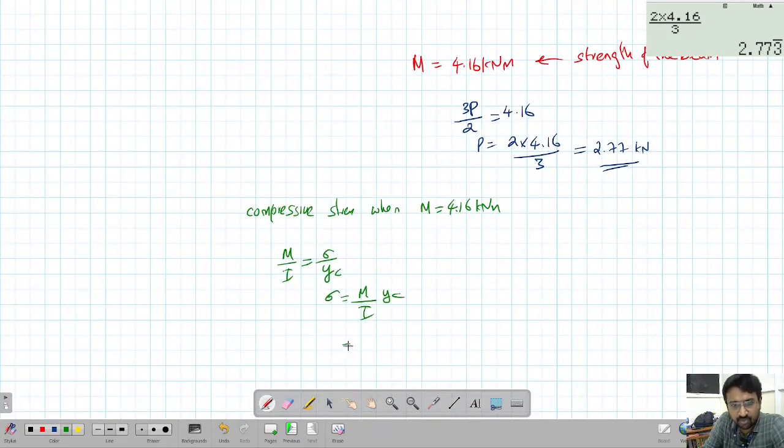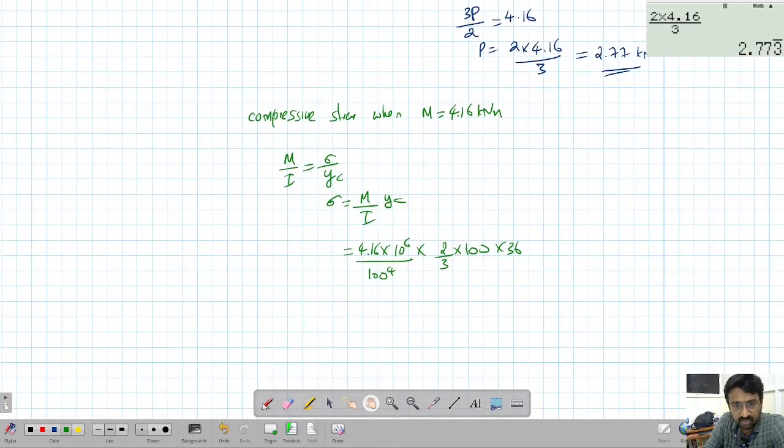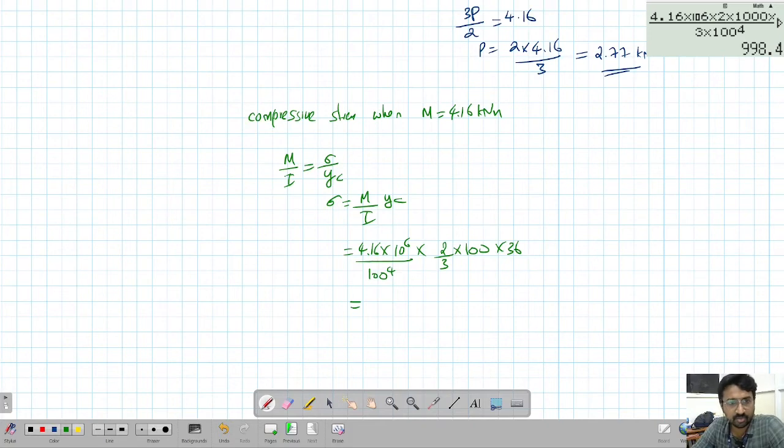Moment is given as 4.16 into 10 to the power 6, because Newton millimeter is what we need. YC is 2 by 3 into 100 divided by I. I is BH cube, 100 raised to 4 upon 36. So this gives me the value of maximum compressive stress when the moment is 4.16 kilonewton meter. Quickly, if I calculate 4.16 into 10 raised to 6 into 2 into 1000 into 36 divided by 3 into 100 raised to 4, this gives me 998.4. So there is a mistake here.